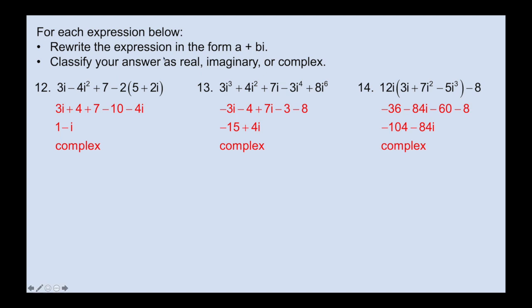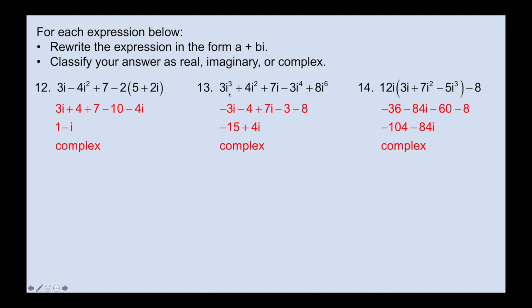So in number 12, we are taking i squared, and we know that i squared is going to turn into a negative 1. So this is negative 4 times negative 1, which makes that a positive 4. We also need to distribute this negative 2 in, so that portion becomes negative 10 minus 4i. Now we can simplify and combine like terms like we did in the last few problems. We have 4 plus 7 minus 10, and that is going to combine to give us 1. Then I have 3i and negative 4i, which will combine to give me negative i. Because I have a real part and an imaginary part, this is considered complex.